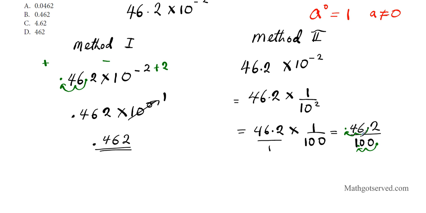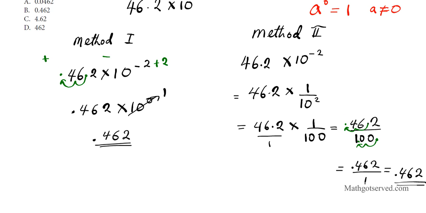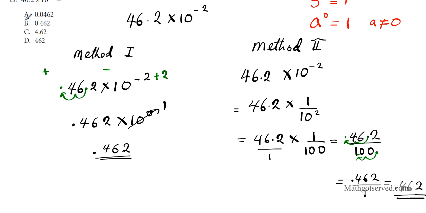That's the whole idea behind this movement forward twice. We're dividing by 100. So we're going to end up with 0.462 over 1. If you're dividing anything by 1, you end up with what you started with. So our final answer is 0.462. All right? So any of these methods you want to use, you feel free to use. The correct answer is option letter B.